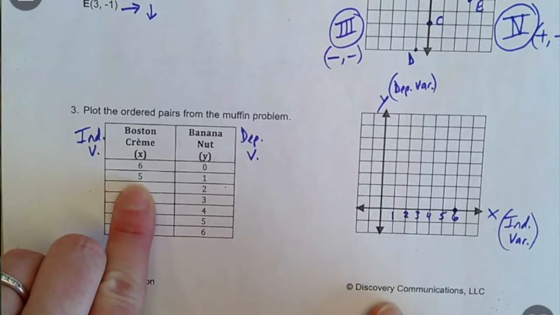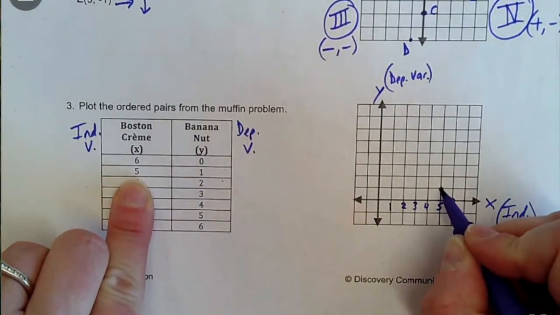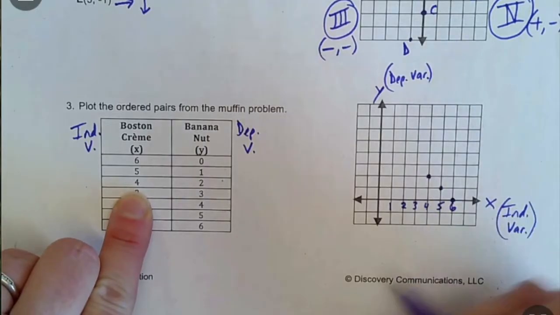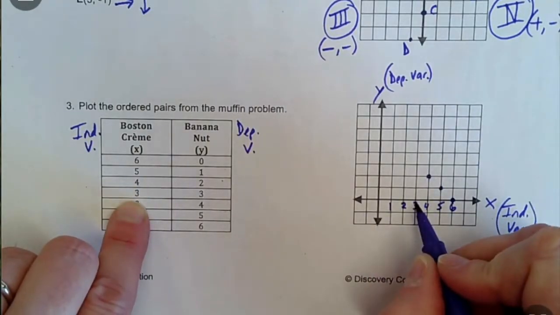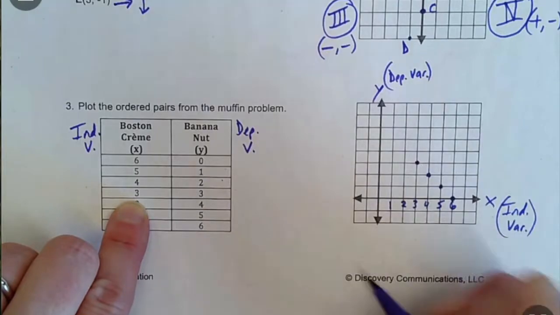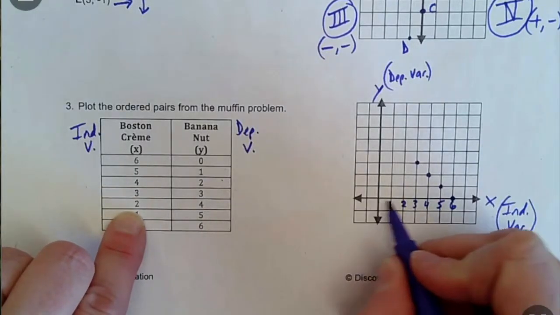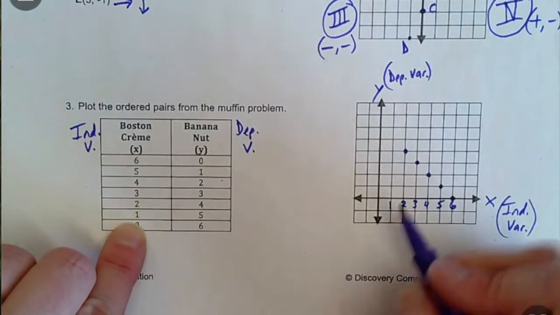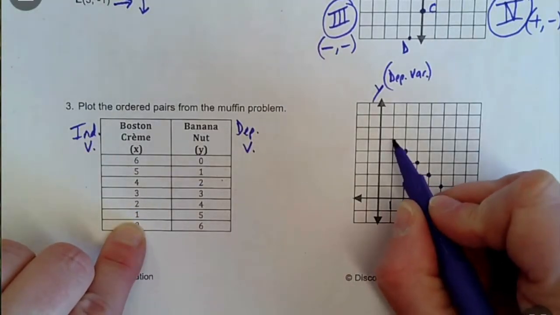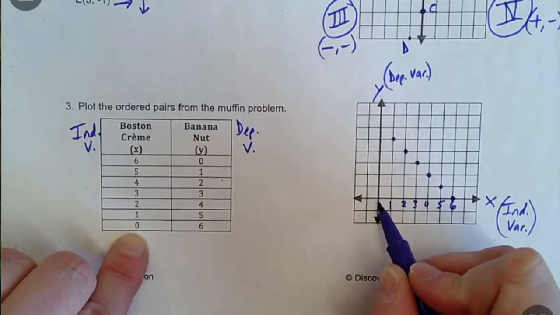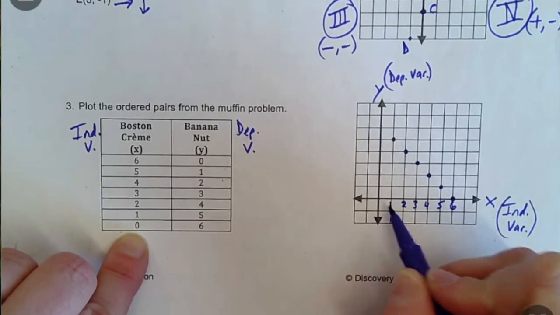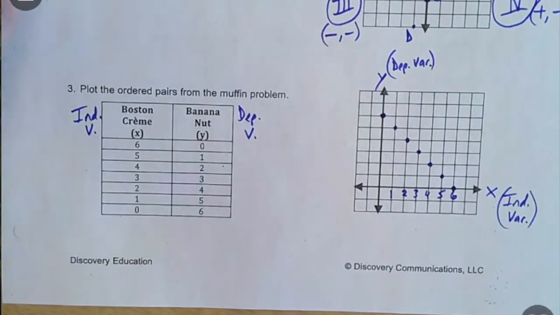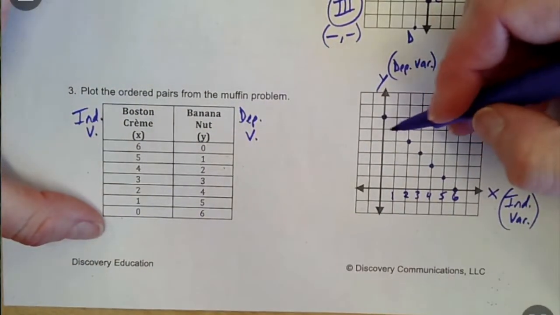5, 1 means I go over 5, up 1. 4, 2, over 4, up 2. 3, 3, over 3, up 3. 2, 4, over 2, up 4, and you're starting to notice a pattern where these dots are. Over 1, up 5. 0, 6, meaning I don't move left or right from the origin, but I will go up 6. And something you're going to notice when you plot these ordered pairs is they form a straight line.